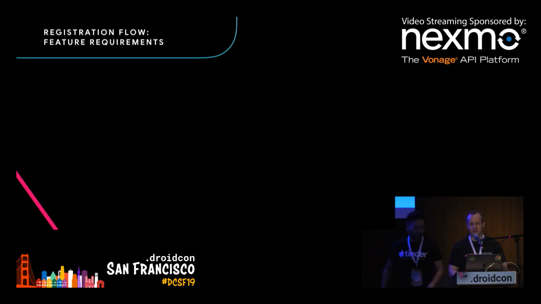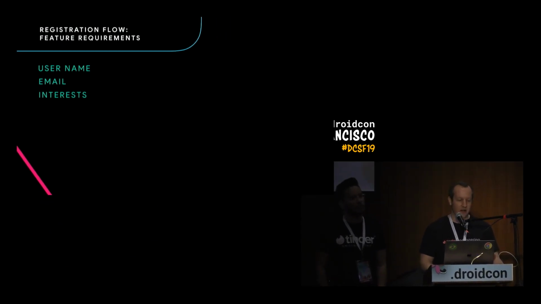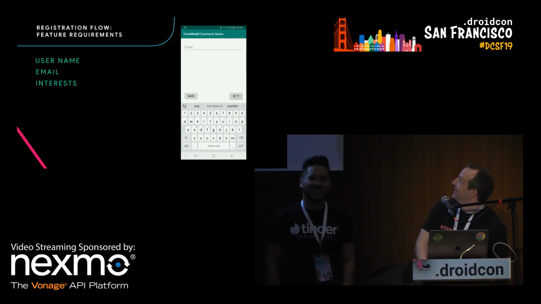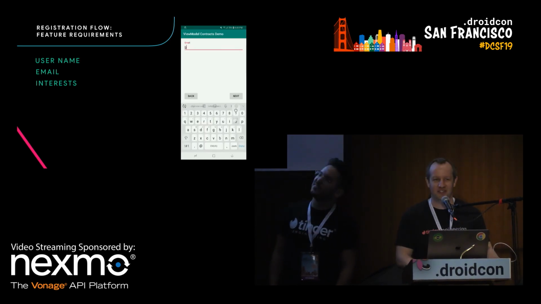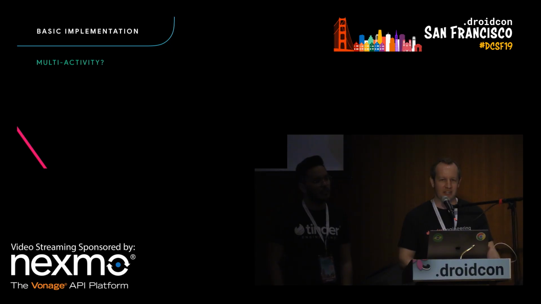So starting off with the feature requirements, we have a couple of separate screens, starting with the user entering a username, an email, and then some selected interests of whatever type that they want. And I have some really high quality UI for a demo app that's going to show going through those steps, just so you have a visualization. And how could we potentially implement that?